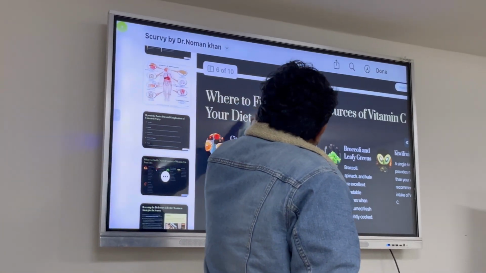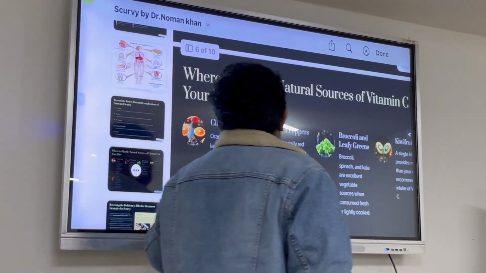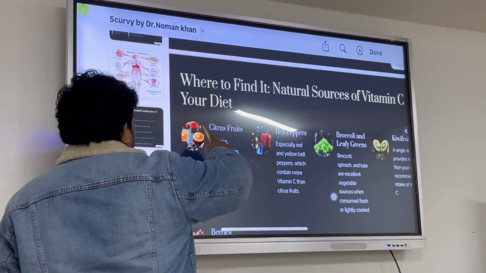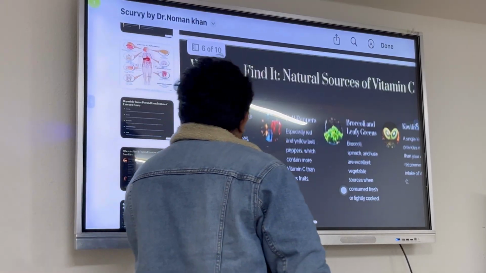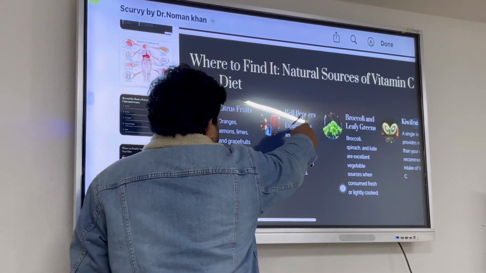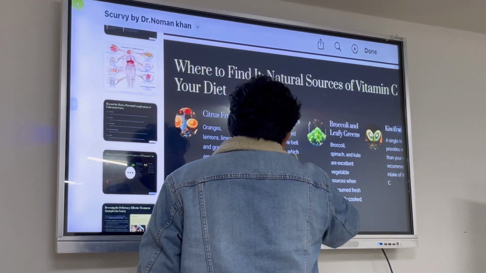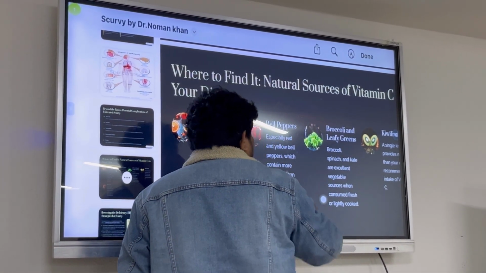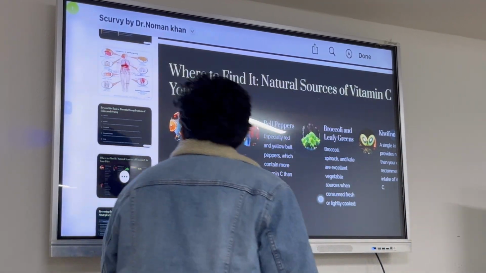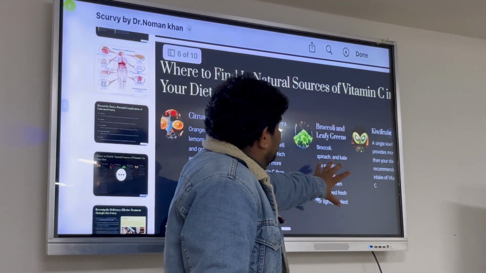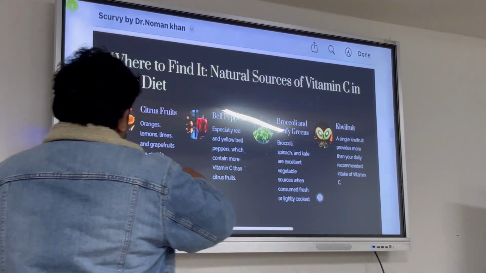Where to find the natural sources of vitamin C? Let's suppose we take citrus fruits: oranges, lemons, limes, grapefruit, classic and known for high vitamin C. Black peppers also, and yellow bell peppers contain more vitamin C, and broccoli, leafy vegetables, and kiwi also. These are the fruits and vegetables rich in vitamin C. Maybe the next slide, sir.